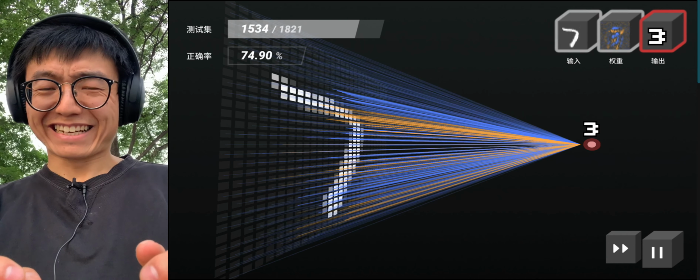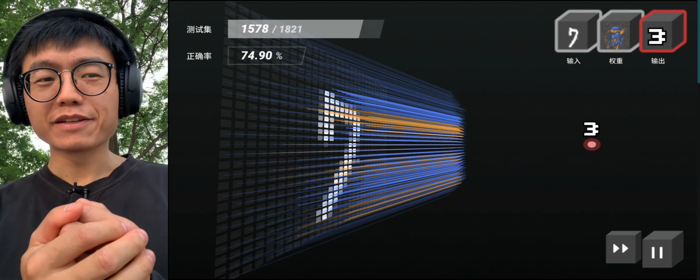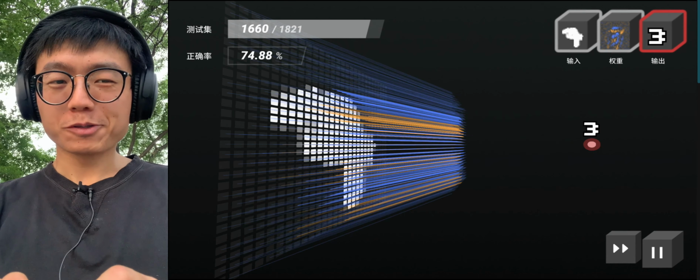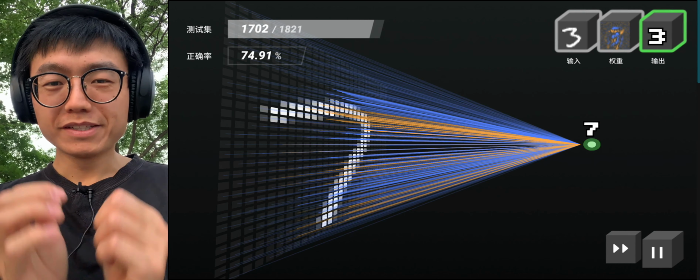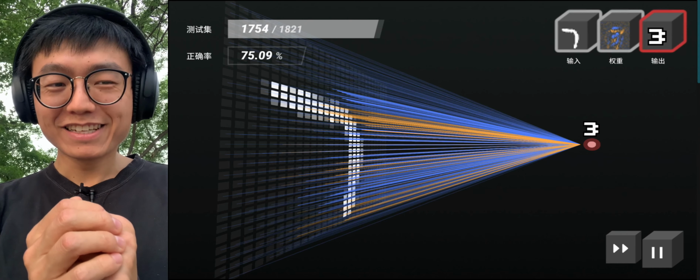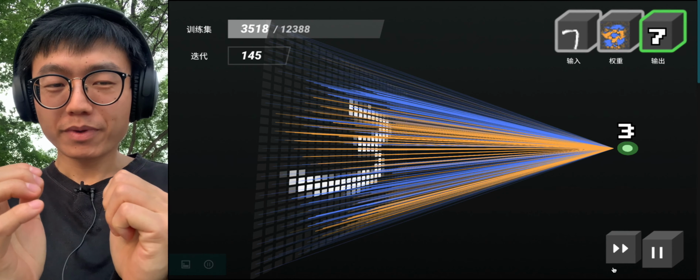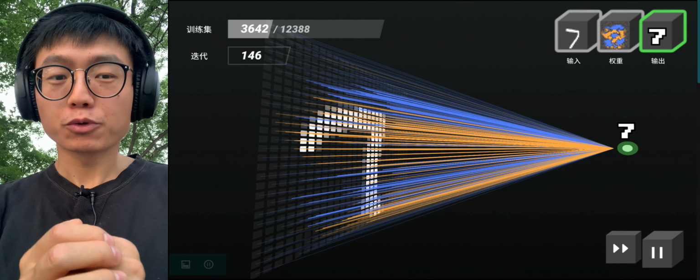The accuracy is only 75%. If we had patiently trained on all the data, the result would have been much better. So let's do it again. Retrain the machine again. Now, all we have to do is wait.